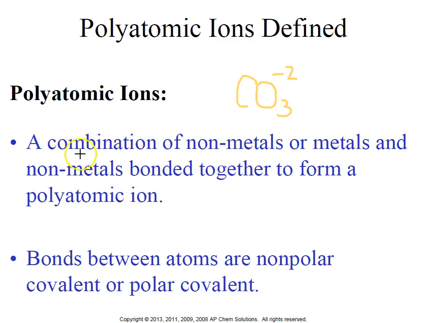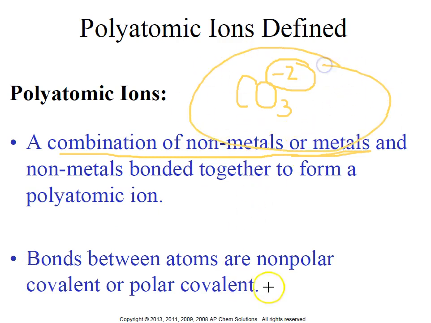A polyatomic ion is a group or combination of nonmetals. Sometimes there's a metal thrown in there. And when they bond together and have a charge, they form a polyatomic ion. Inside this polyatomic ion, you can have nonpolar covalent or polar covalent bonds. Then the polyatomic ion can join with something to form an ionic bond, but inside the compound, there are also covalent bonds.